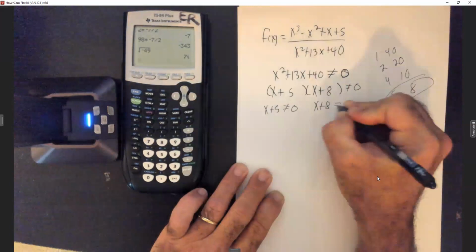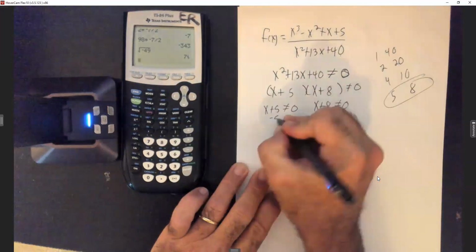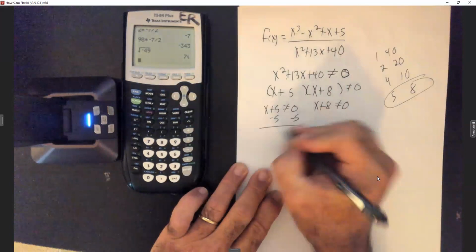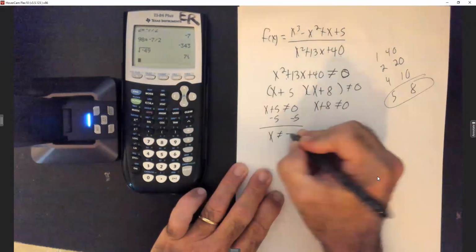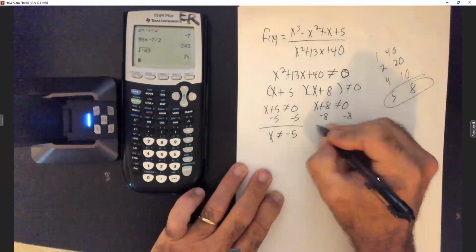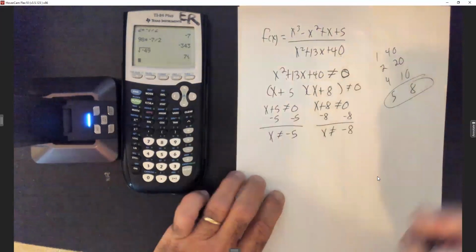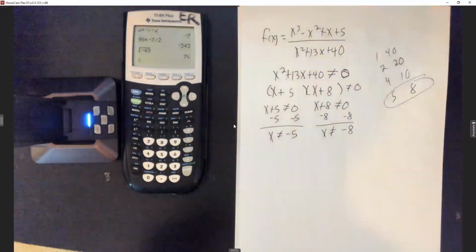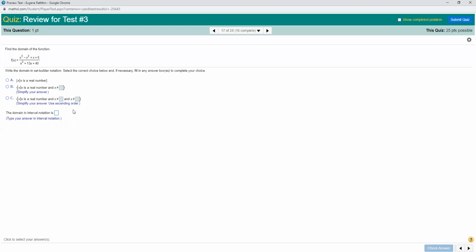So to solve this one, I would subtract 5. So x cannot equal negative 5. This one I'm going to subtract 8. So x cannot equal negative 8. So let me see what they want me to do. Was it interval notation, or did they want me to put them in set builder? So let's see. Oh, it's got them both.